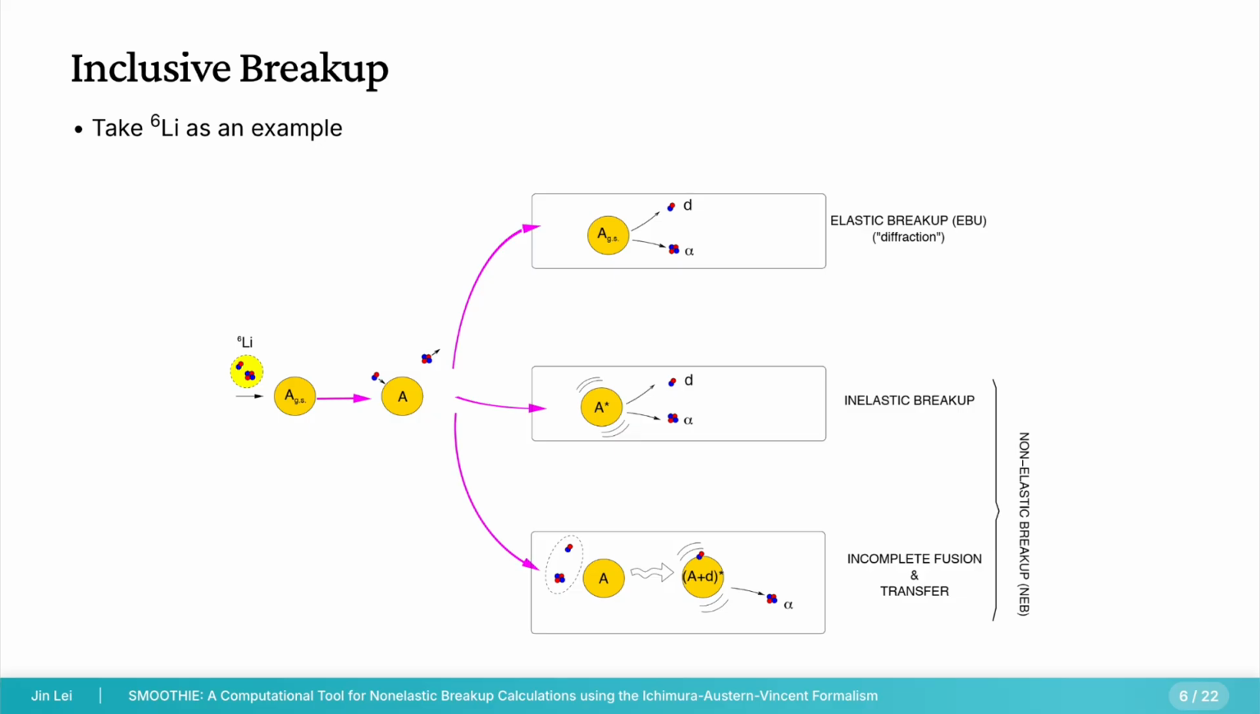Within the Ichimura-Austern-Vincent framework, this sum over what we did not see is handled analytically. Using a Green's function for the unobserved fragment moving in the target's optical field, this produces a clean separation between the elastic breakup piece and the non-elastic breakup piece. Inclusive measurements are efficient and widely used, but they are historically hard to calculate because the space of unobserved outcomes is huge. The IAV formalism provides the needed mathematical closure, and SMOOTHIE implements the finite-range post form version to make these observables practical and reliable.